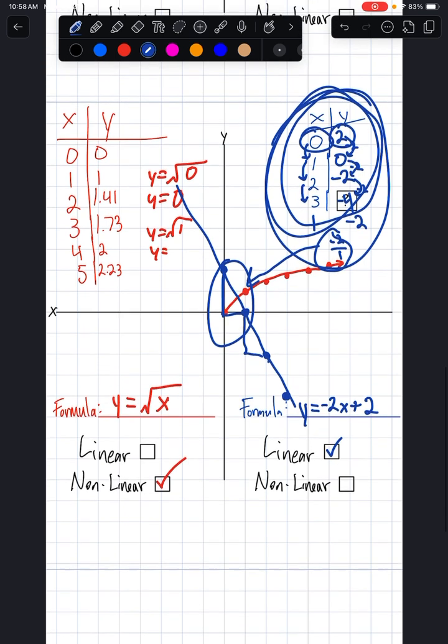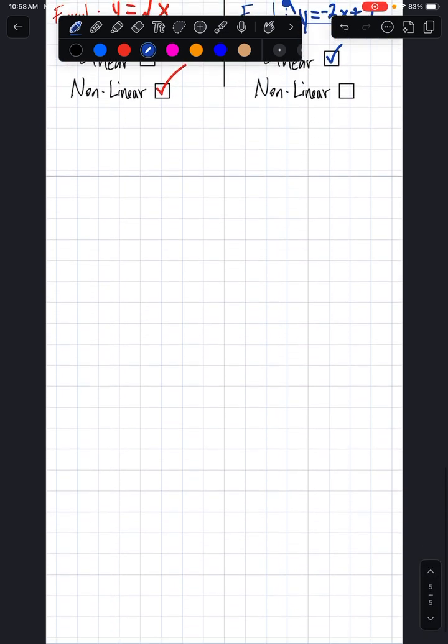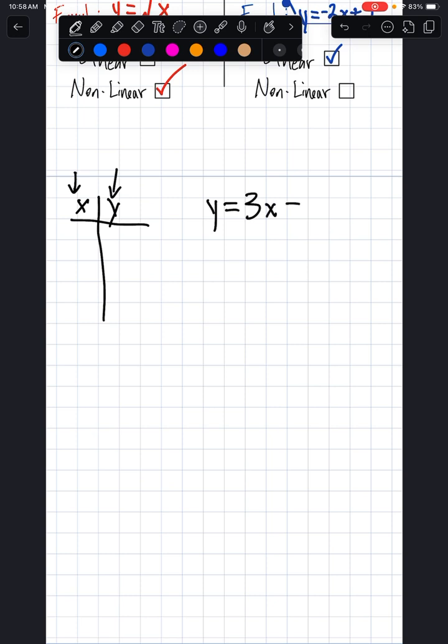So I'm going to actually give you a formula that I want you to graph. And I want you to tell me if it's linear or nonlinear. And what I want you to do is make a table, x and y, of your inputs and your outputs. And I want you to try different numbers. So here's the formula. We'll do 3x minus 2.